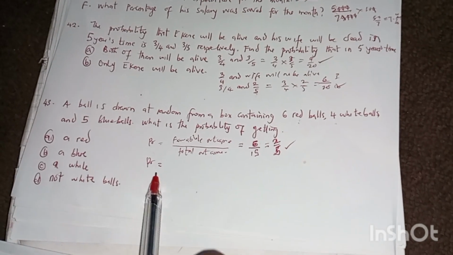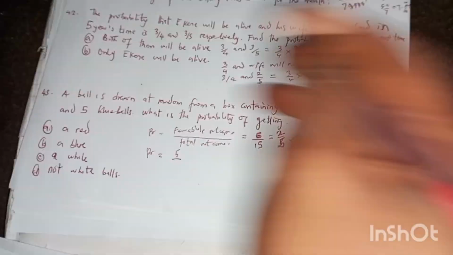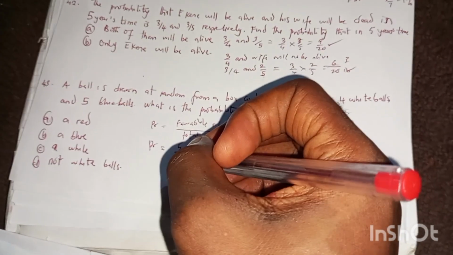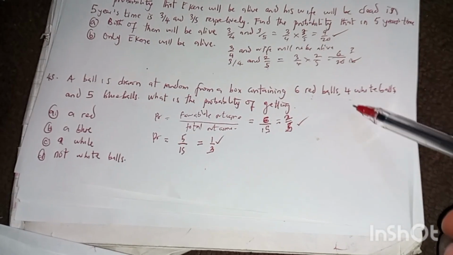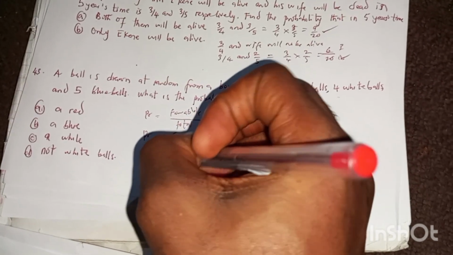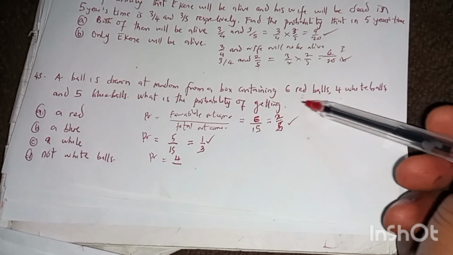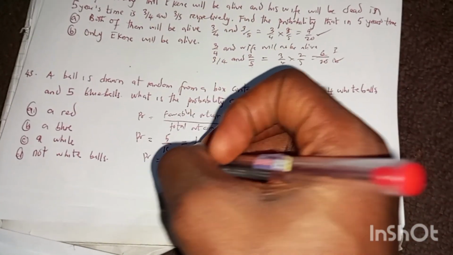Now, probability of a blue ball. How many blue balls are there? That's 5. All over, what's the total outcome? How many balls are there in total? That's 15. So blue balls will be 1 out of 3. Then how many white balls are there? White balls are 4. Probability of white balls will be 4 all over the total number of balls that are there, which is 15. That cannot be reduced to the lowest terms, so just leave it like that.